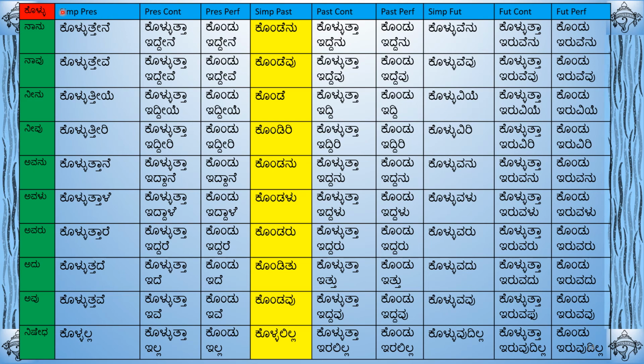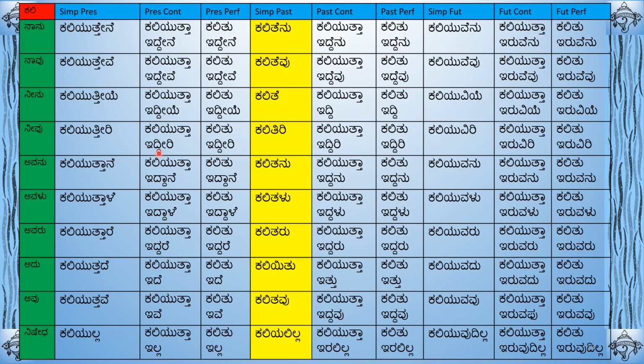Right, this is kollu. Again, kollu is also an irregular verb. Kondenu, kondevu, konde, kondiri, kondanu, kondalu, kondaru, konditu, kondavu, kollalilla. Kali, to teach, again it's irregular, even though it's E ending, it's irregular. It's kalitenu, kalitevu, kalite, kalitiri, kalitanu, kalitalu, kalitaru, kalitu, kalitavu, right? And then the perfect tense will be kalitu, kalitideni. So kalitu plus ideni, kalitideni.